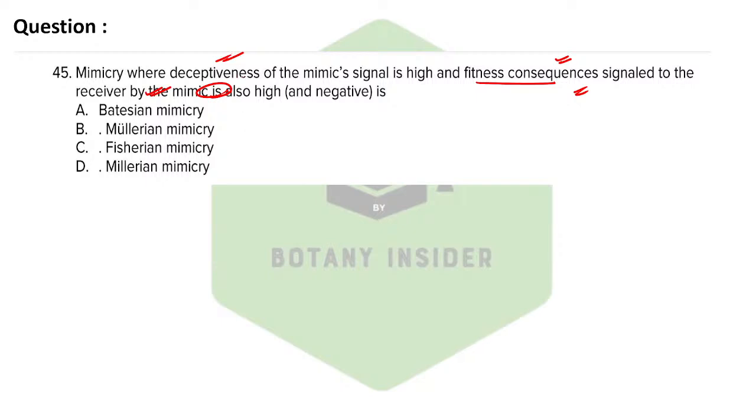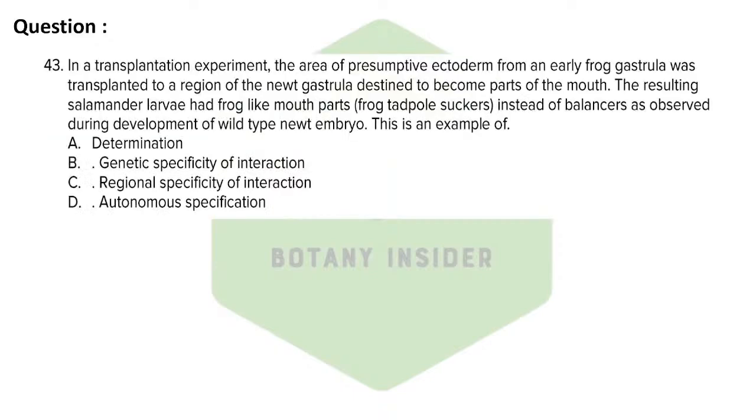It's Batesian mimicry. The mimicry where the deceptiveness of the signal is high and also the fitness consequence signaled to the receiver is also high. So the condition for both of these is option number A, that is Batesian. There are two major types which we study. One is the Batesian and the second one is Mullerian. In the Batesian one, both the things are high, the mimic signal and the fitness consequence, right?